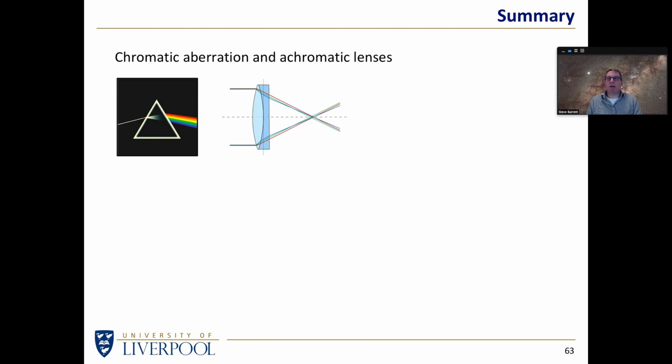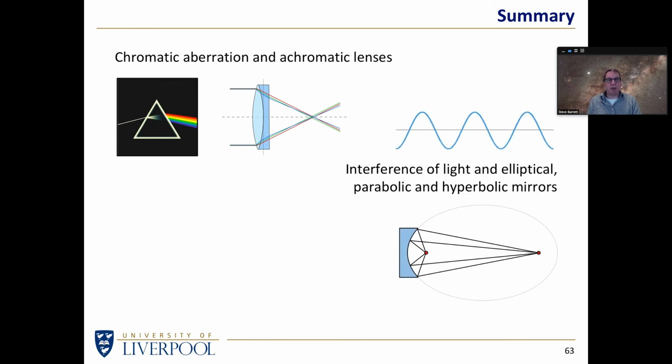So just to summarise, I've been talking about chromatic aberration and how we can minimise or at least control chromatic aberration by using combinations of lenses in 2s or 3s, in doublets or triplets, to try and give us the best possible image from a refracting telescope. And by looking at the interference of light and realising that we must get light focused such that all of the light waves arrive in phase with each other, so that all of the crests line up, so we get the best possible sharp image, then we realise that the best way of doing that is with elliptical mirrors, or if you stretch an ellipse you get a parabolic mirror. Very good, except for off-axis aberrations, in which case hyperbolic mirrors give slightly better performance.